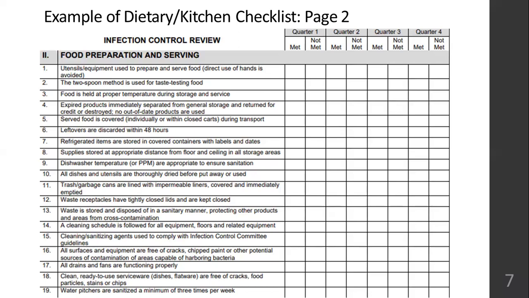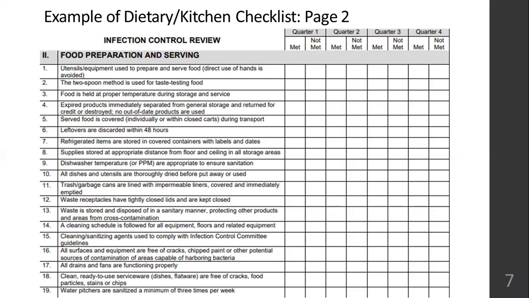Ceiling and dishwasher should be clean and sanitary. Dishes and utensils are also dried properly before they are used again. Liners are used in the garbage bins. Waste has to be gotten rid of within 24 hours. Cleaning schedule has to be followed for everything in the kitchen, and that also comes in the checklist.